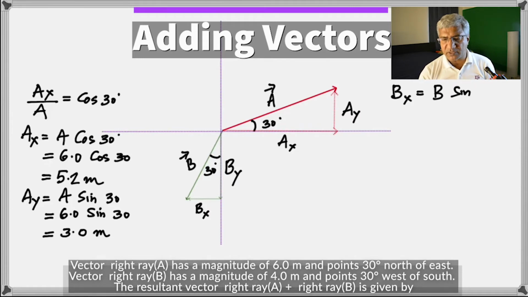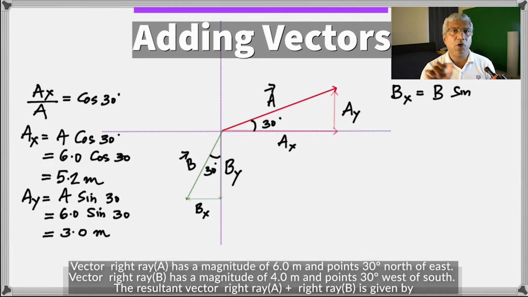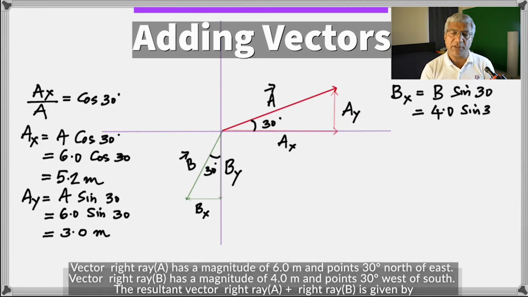When you come to vector B, you've got to be careful because this is the opposite side. See, because the angle is here and this is the opposite side. And the opposite is always sine. So, SOH: sine is opposite over hypotenuse. So we cannot just memorize; we have to know the rules. So that's why BX becomes B sine 30, and that is 4.0 sine 30, which is 2.0 meters.